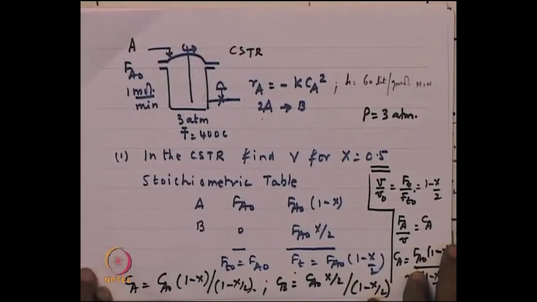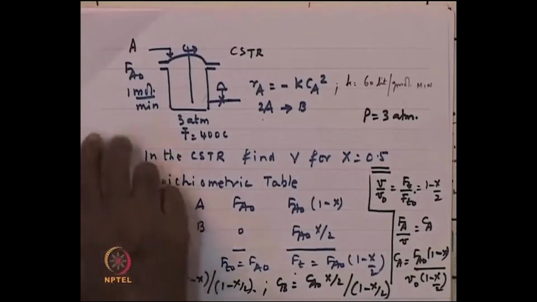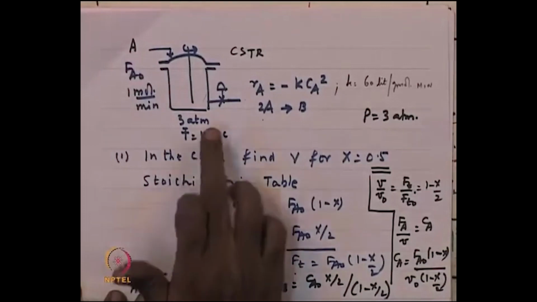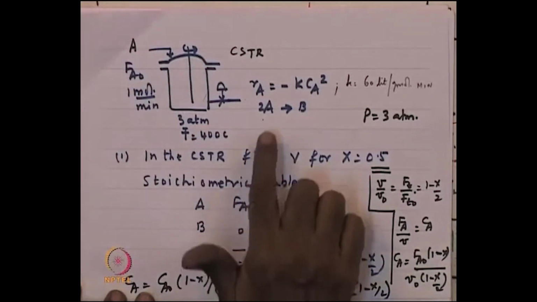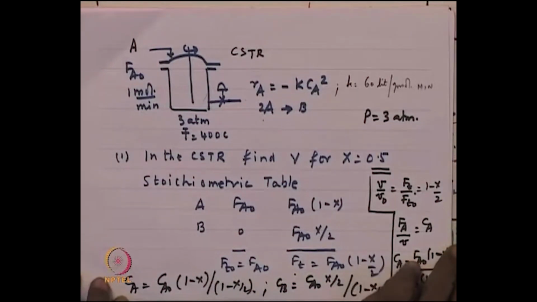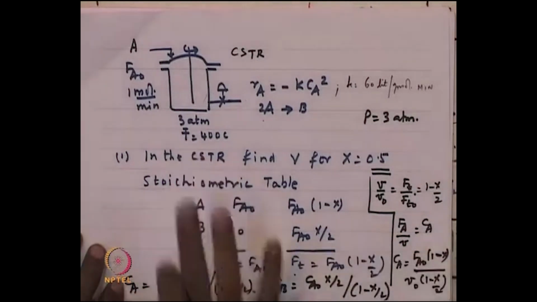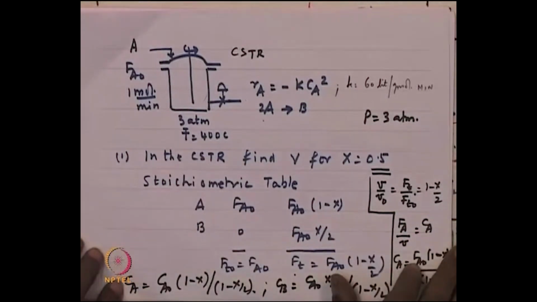We are looking at an illustrative exercise to understand how we can apply the design equations we have derived. The problem is, we have a stirred tank CSTR to which component A enters and goes out. A reaction 2A going to B is taking place, a dimerization reaction. The rate function R A is given as minus k times C A squared. The rate constant k is 60 liters per gram mole per minute. The reactor works at 3 atmospheres and a temperature of 400 C.